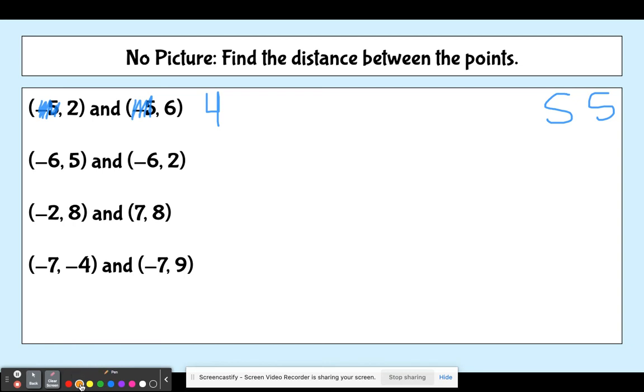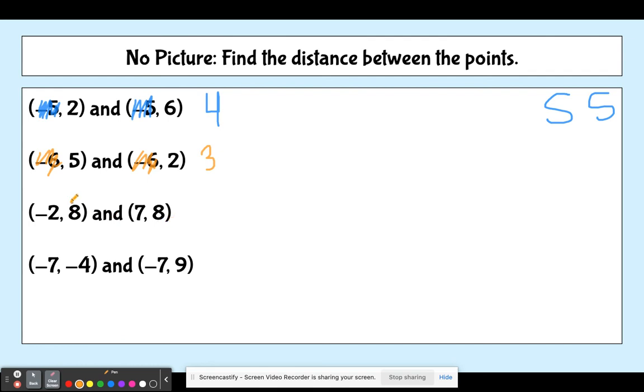Go to the next question. The -6s match, so let's get rid of those. I want to know how far apart 5 is from 2. Well, they're the same sign, so subtract them. 5 minus 2 is 3. Those two ordered pairs are 3 spaces apart. All right, let's go to the next one.